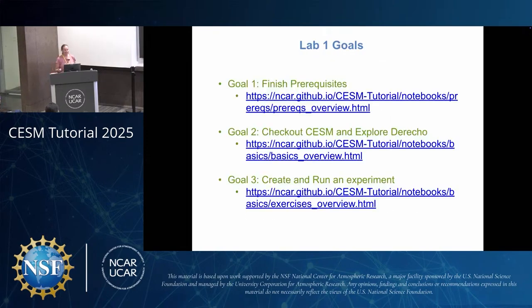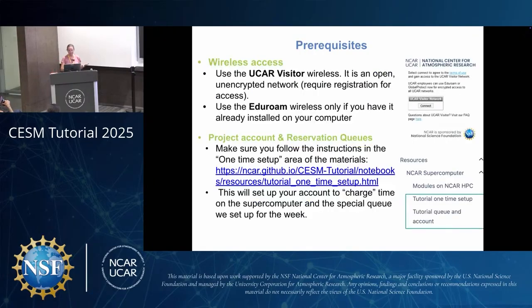Okay, so the lab 1 goals today. The first one is to finish your prerequisites if you haven't yet. That means finish logging into the supercomputer, finish looking around, and learn how you can access all of those software stacks, modules, workspaces, all the things that Rory was just talking about. The second goal is to check out CESM from GitHub and learn how to save the code and check out the right tag. And the last goal is to create and run an experiment, which we call a case. I'm going to explain that a little bit more here.